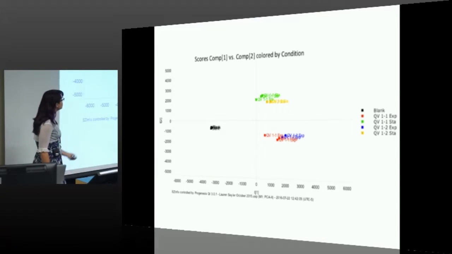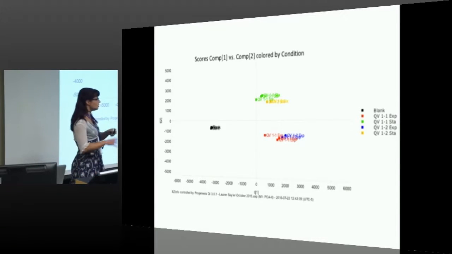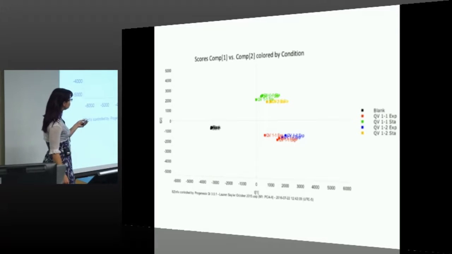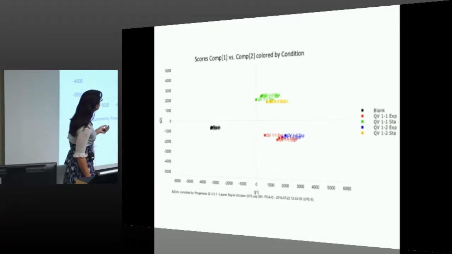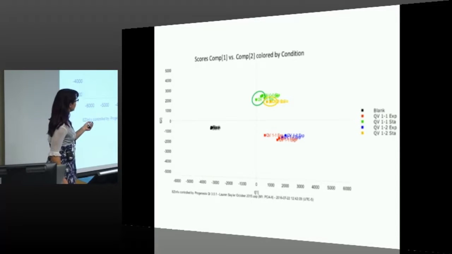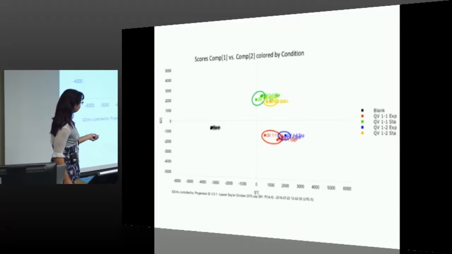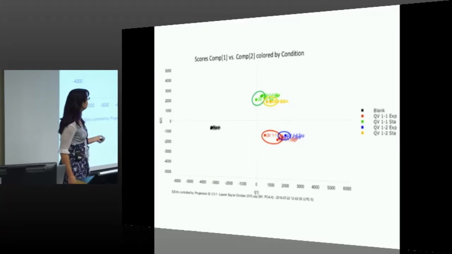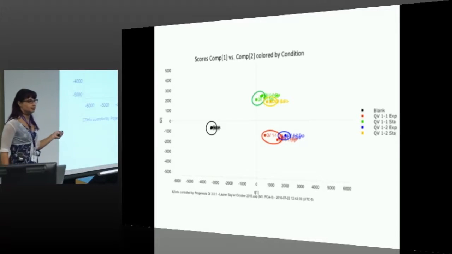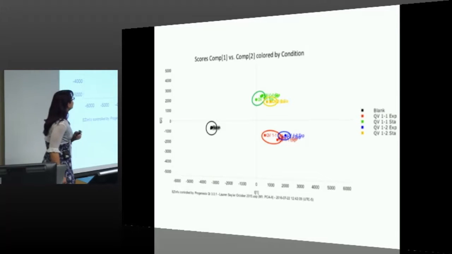And what we found is that this is a PCA plot of the total metabolites of each one of these cultures. And you can see that the stationary phase of both of these isolates clumps pretty closely together, but they are distinct from each other. Likewise for the exponential phase. And then our blank is all the way over here, which is always nice. So we know we have good, clean controls here.